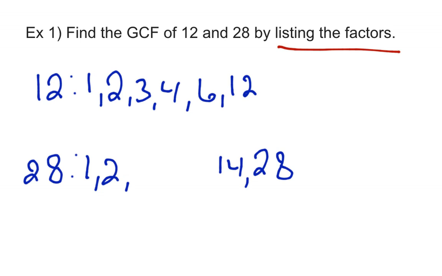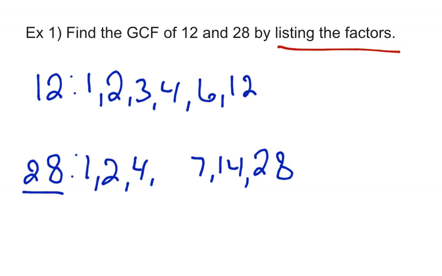Okay. 3 doesn't go into 28. I know that by using mental math, but plus, because 2 plus 8 is 10, and 10 isn't divisible by 3, so my divisibility rule didn't check. 4: I know that 4 times 7 is 28, so I can write down 4 times 7. 5 doesn't go in there because it doesn't end in a 0 or 5. 6 doesn't go in there. And if I move on to 7, well, I already have 7 written down, so I can stop. So those are my two lists.